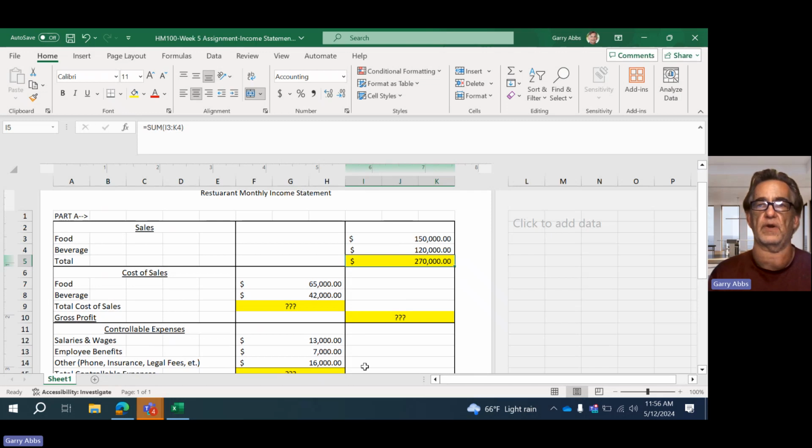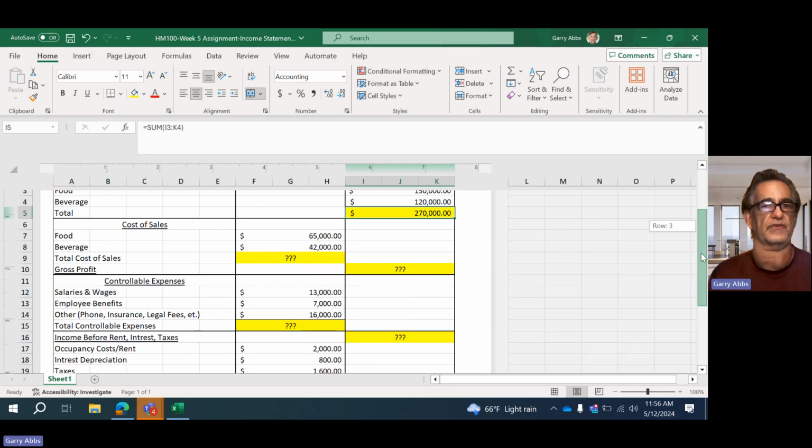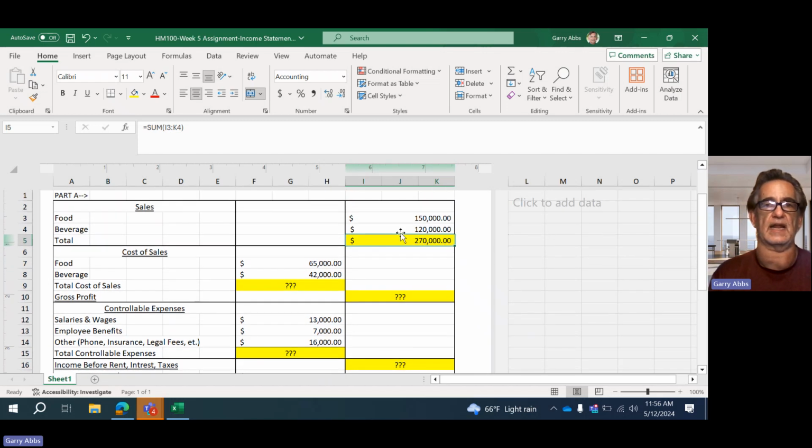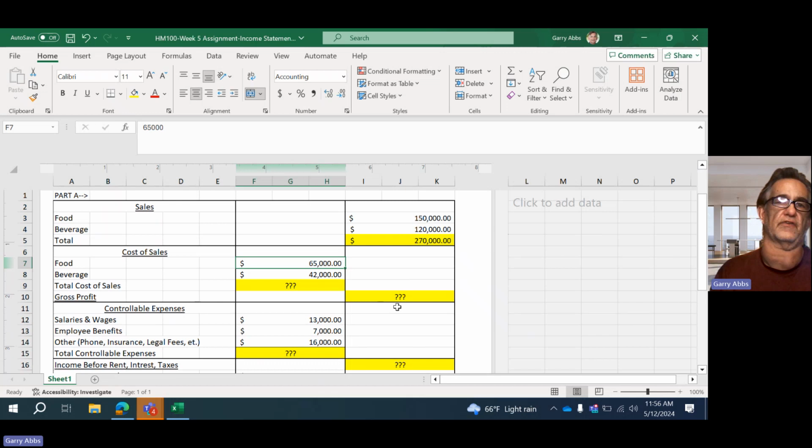Now we have to figure out what is the cost of those sales. So if we go to food, we know it's 65,000. So what that's saying is that out of $150,000 in sales, it costs us 65,000. So the 150,000 is not the total amount of money that we're going to make as income. We also have to pay the bills, right? And so that's what the cost of sales means.